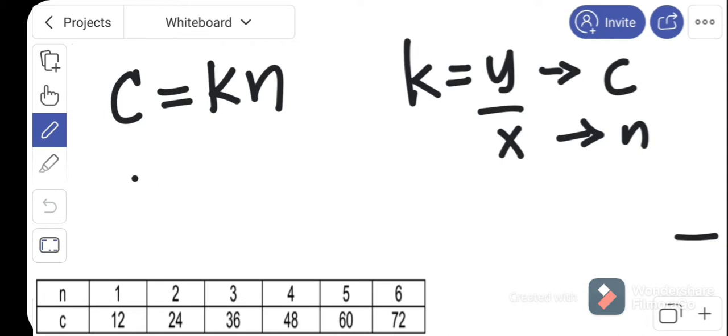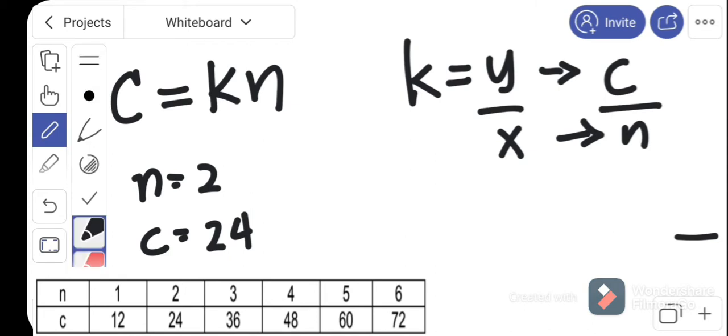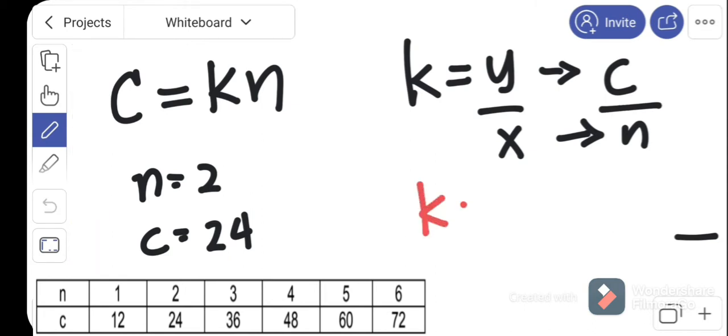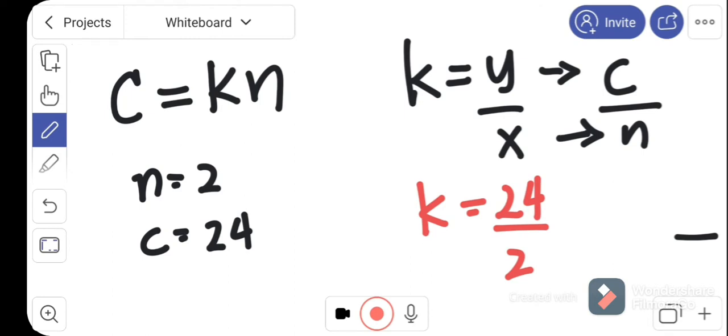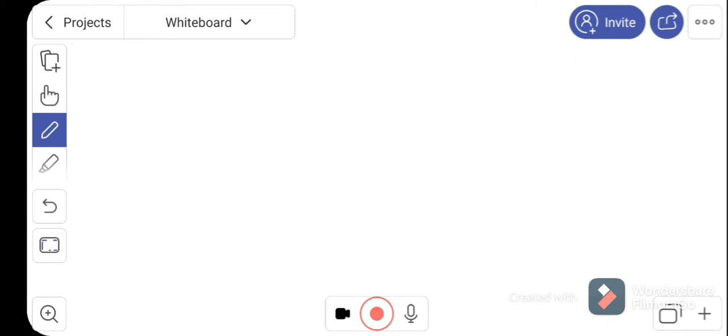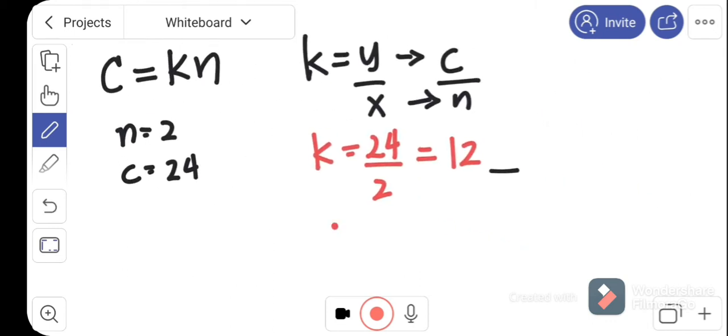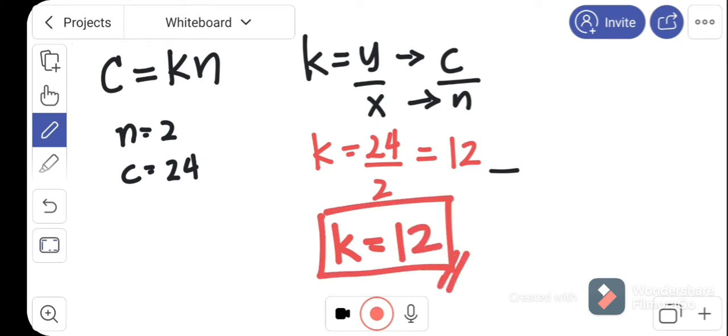So, let's take n equal to 2 on the table and c equal to 24. Let's substitute it here, c over n. That would be k is equal to 24 over 2, and 24 divided by 2 is equal to 12. Therefore, we can say from this solution that our constant of variation is 12.